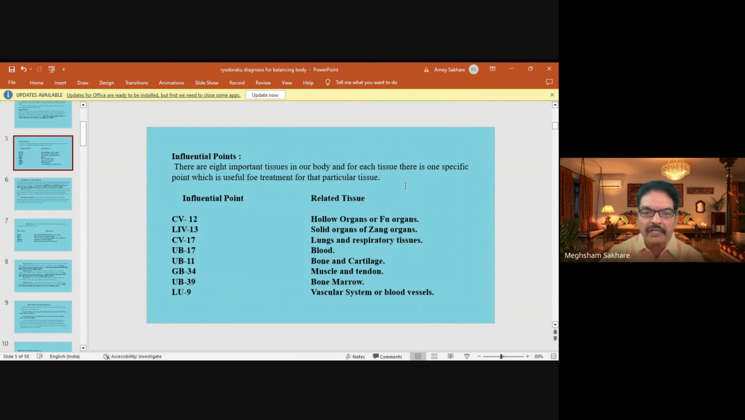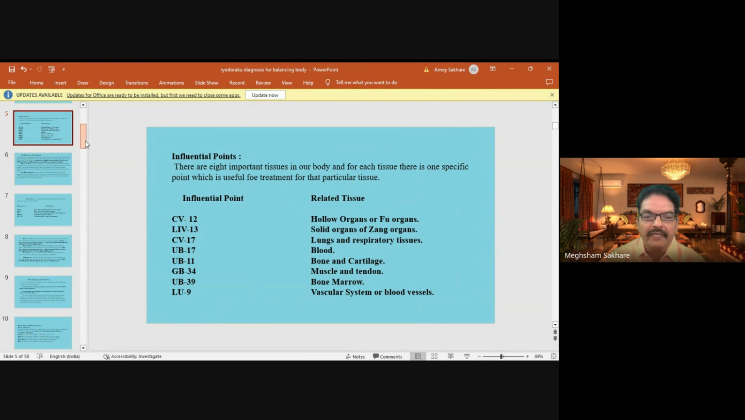Solid organs are liver, pancreas or spleen, lung, heart, and pericardium. Then UB17 is the influential point for the blood. It is on the backside. And UB11 is useful for bone and cartilage.